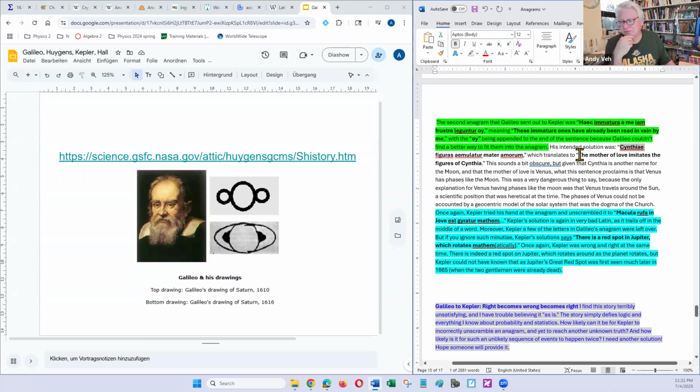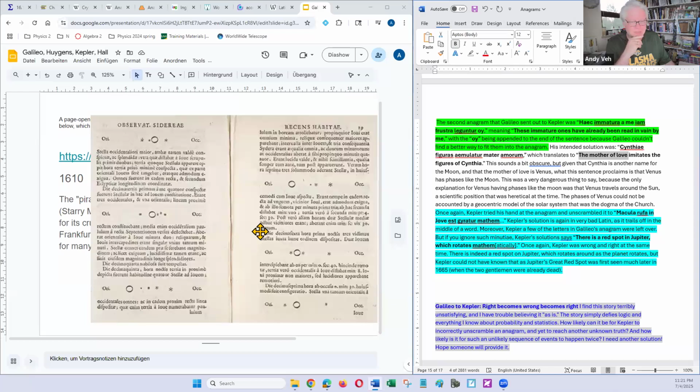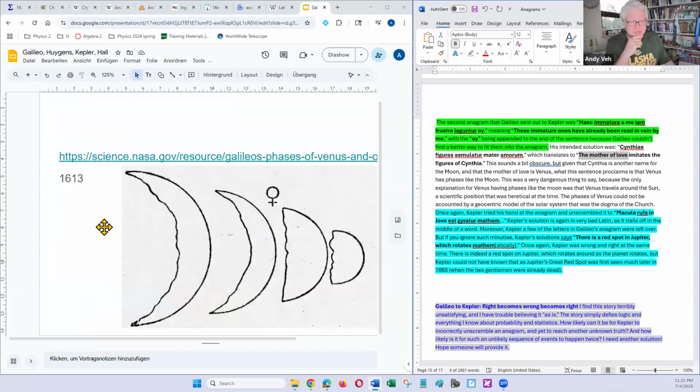The mother of love, which is the moon, imitates the figures. I'm sorry, that's not true. The mother of love imitates the figures of Cynthia, imitates the figures of the moon, which means the moon's phases. And the mother of love is Venus. And in fact, that's what happened right here.